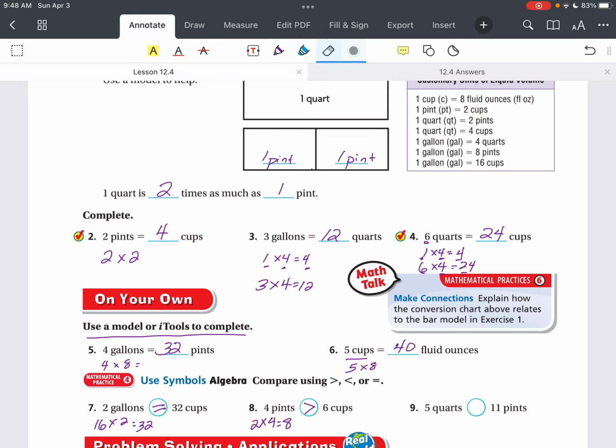All right, the next one, we've got 5 quarts compared to 11 pints. So let's look at quarts and pints. 1 quart equals 2 pints, so we have 5 times 2, or 2 times 5, however you look at it, 2 pints 5 times. And that's going to equal 10. So 5 quarts is equal to 10 pints, and 10 pints is less than 11 pints.